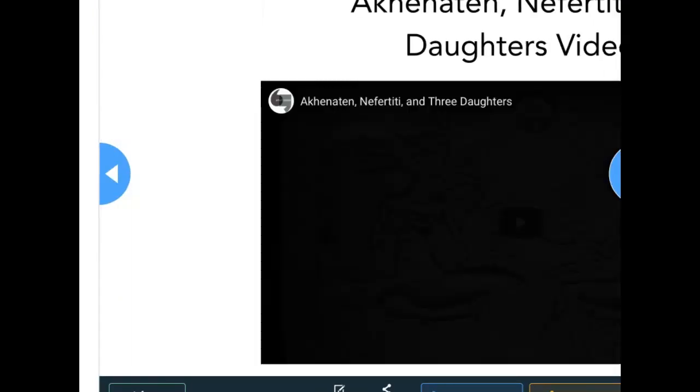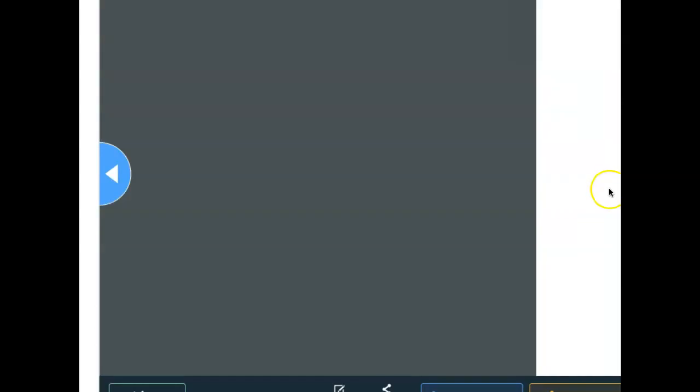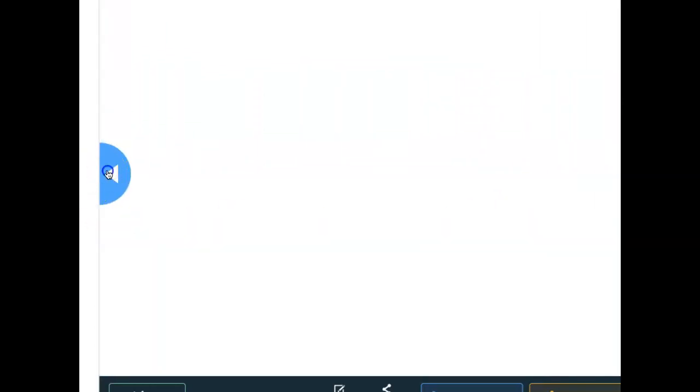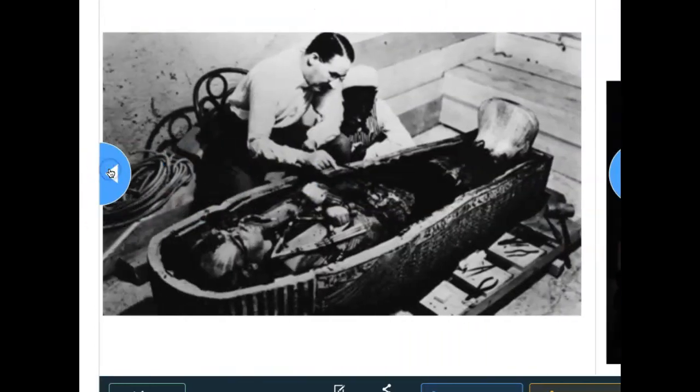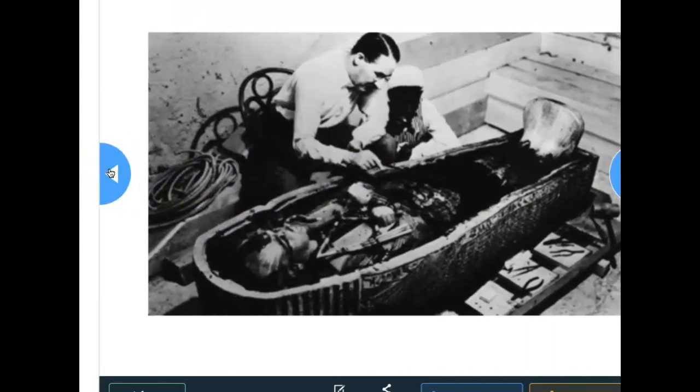The last person I want to talk about is actually King Tutankhamun. Where is he? It's not here. King Tutankhamun is probably one of the most famous pharaohs, and it's not because he was such a great guy or because he really did so much. It was, in fact, because his tomb was discovered intact.